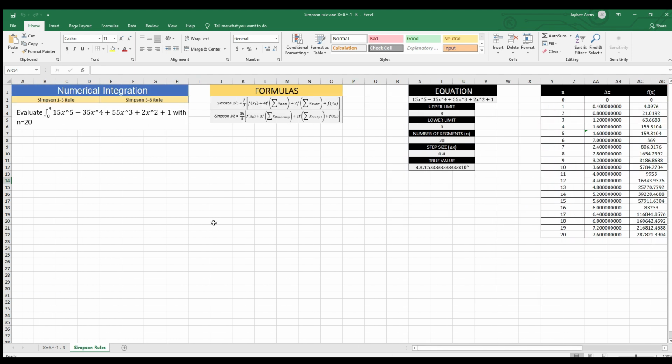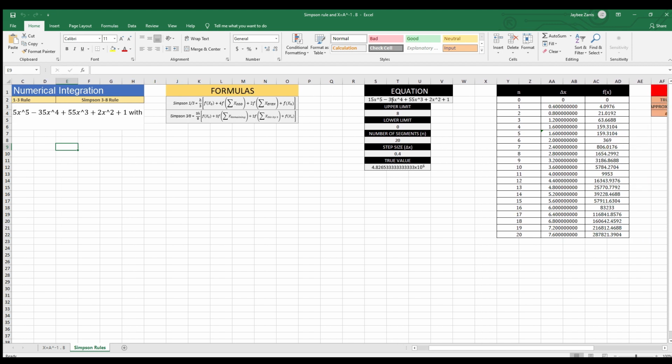So, a short description lang para sa Simpson's rules. Ang Simpson's rule is one of the numerical methods which is used to evaluate the definite integral. Itong slope naman natin is a polynomial function, fifth degree. Ito yung equation natin, with n equals 20. Tapos ito naman yung rules natin for Simpson 1/3 and Simpson 3/8.